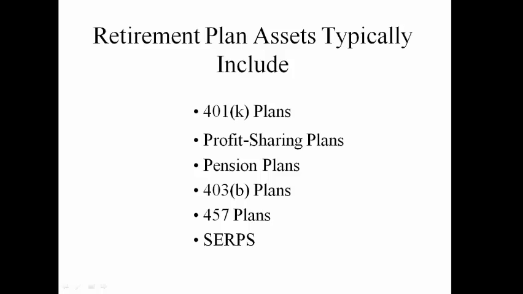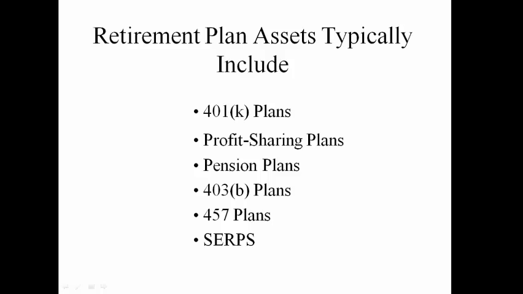457 plans, another cousin of 401k, is adopted by states and local governments for employees, along with certain tax-exempt organizations. And it defers employee money, typically funded fully with employee money. So those first bullets are, for the most part, all of the plans that come up in qualified plan sharing when it comes to divorce.